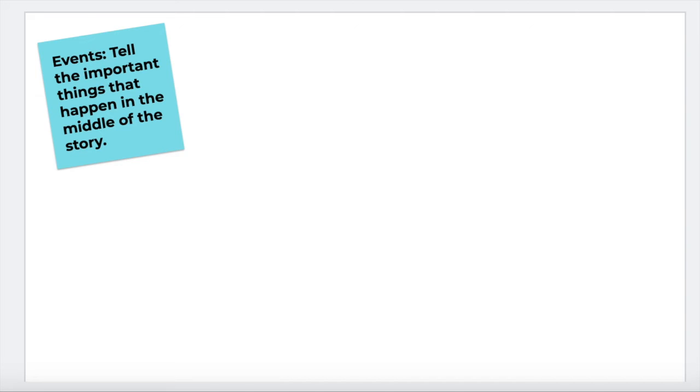On the next page, we're going to tell the important things that happen in the middle of the story. Remember, just get the big important events. You don't need to tell every single little teeny tiny detail. And finally, the solution. How does the problem get fixed? How does the story end? That goes on the last page of the jam.